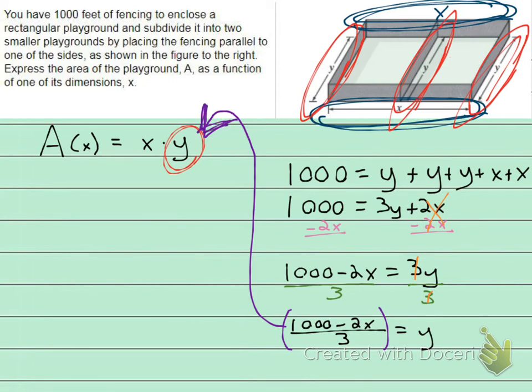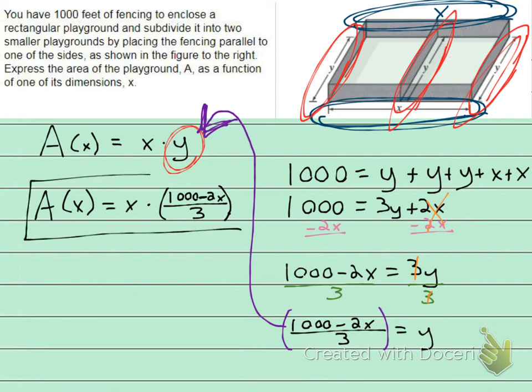Okay, let's do it. So now the area of x equals x times y, and y is 1,000 minus 2x over 3. So A of x equals x times (1,000 minus 2x) over 3. And that's it. That's our area. We have told them what the area is in terms of x. Do we have any y's left over here? Nope, all x's.